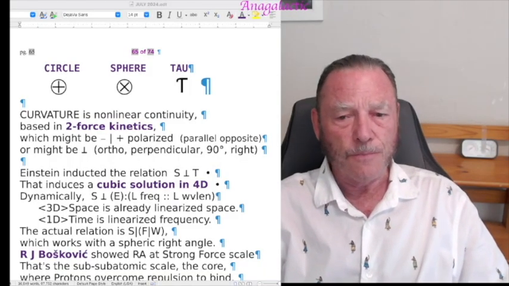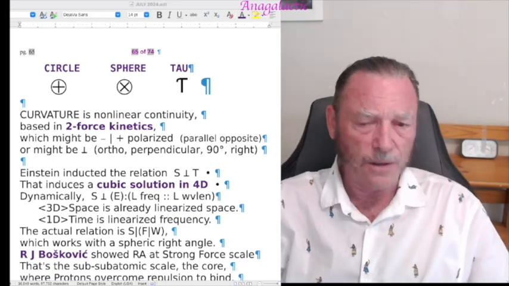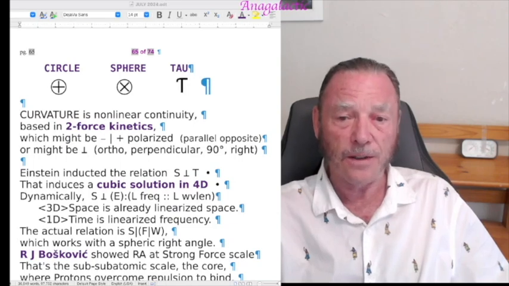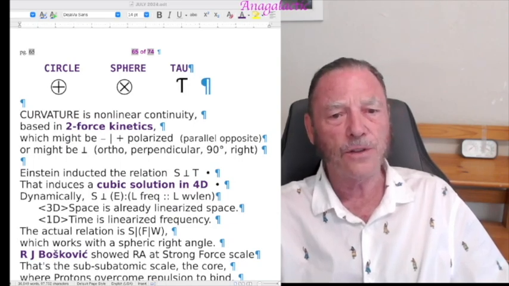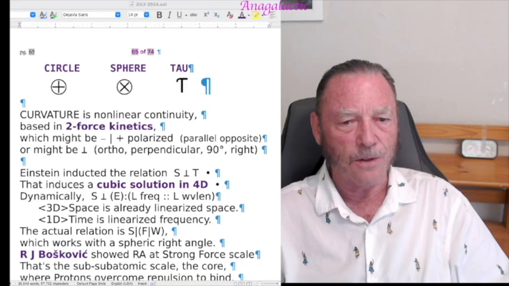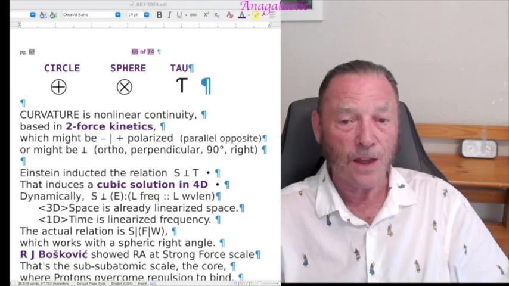Two-force kinetics is a mechanical system for physics that was invented and discovered by Ruđer Bošković. So curvature is nonlinear continuity, based in two-force kinetics. The two-force kinetic system of nonlinear continuity, which we call the circle, might be plus-minus polarized. That's the definition of electrodynamics.